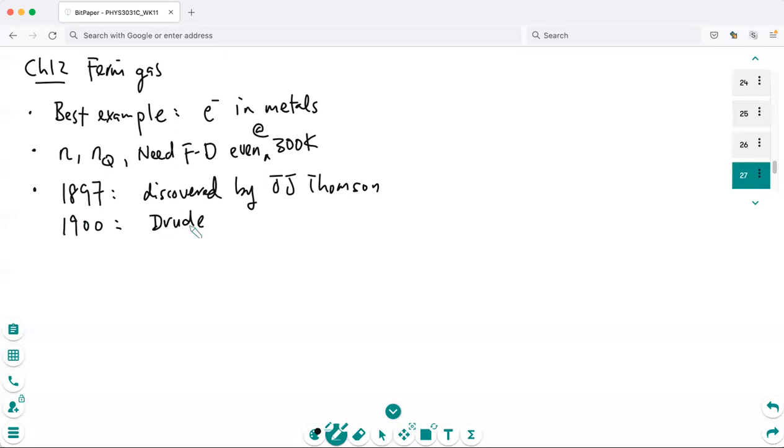He decided to describe these newly discovered particles, electrons discovered by J.J. Thomson, and just apply the kinetic theory of gases. It's just like what we did. We developed this kinetic theory of gases, and he decided to describe this collection of electrons using this theory. And he immediately encountered some failure.